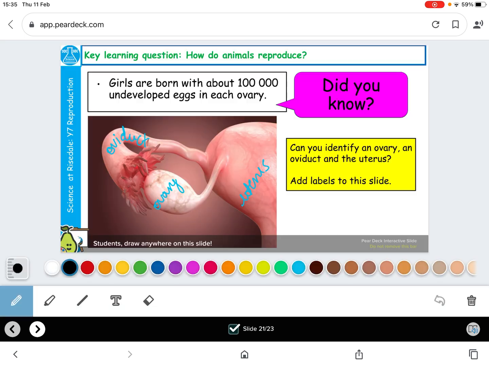Now, slide 21 shows you a real-life picture of the female reproductive system, because up until now we've only looked at diagrams. So, could you recognize the parts from the diagram in real life? I've labeled the ovary, the oviduct, or the fallopian tube, and the uterus. So you can try and match those up with half of that diagram that we have just looked at.